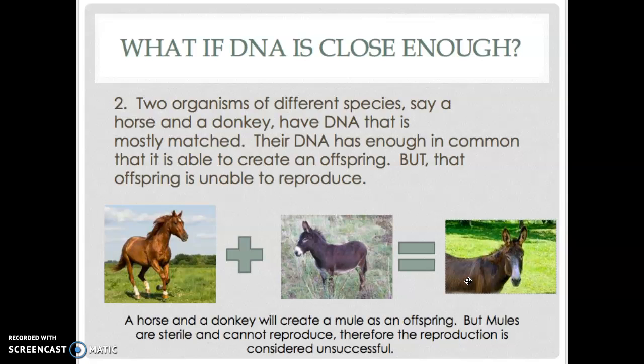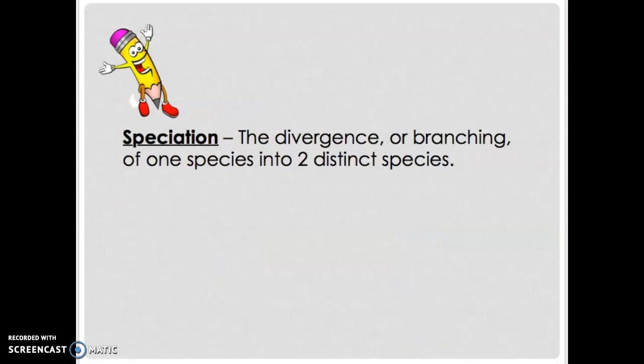Okay, so that takes us to our next definition. The next thing I want you to write down is the definition of the word speciation. Speciation is defined as the divergence or branching of one species into two distinct species.